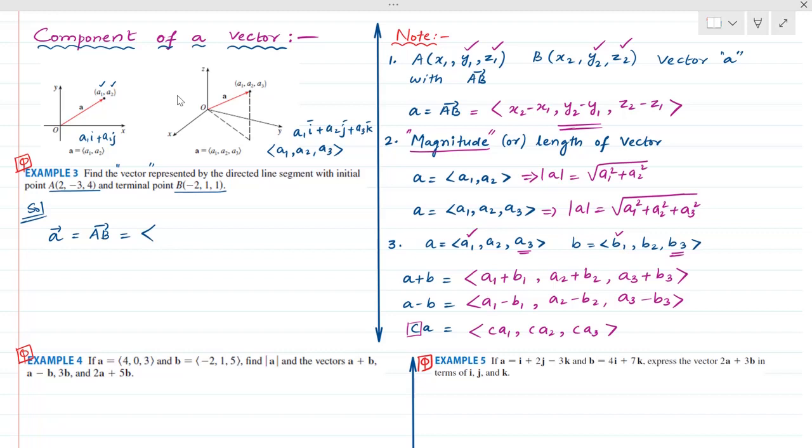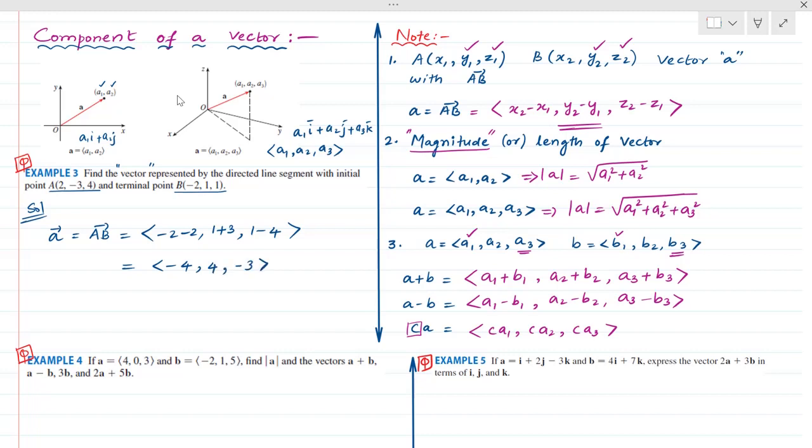So what happened here? Minus 2 minus 2, this is the x. The next y: 1 minus of minus, which is plus 3. Then 1 minus 4. So this is the vector you will have. The vector is given by minus 4 comma plus 4 comma minus 3.